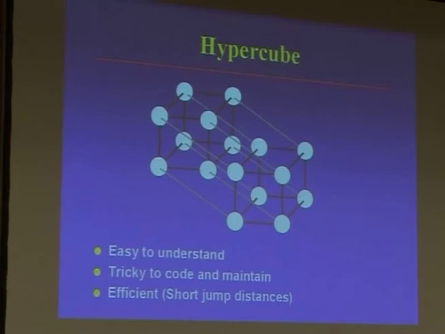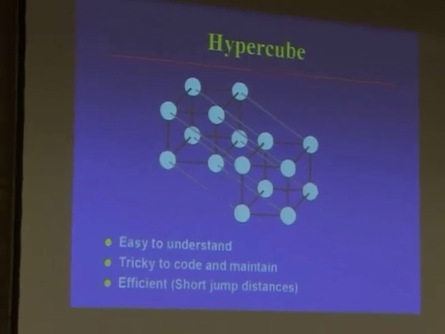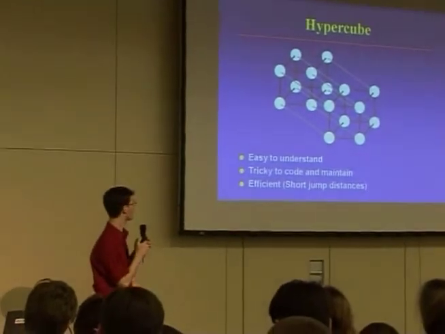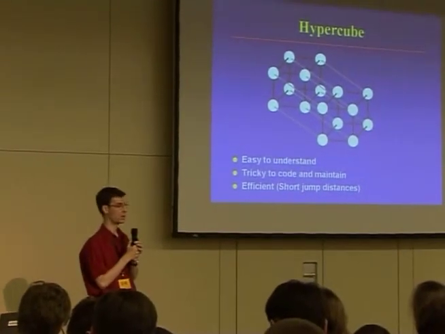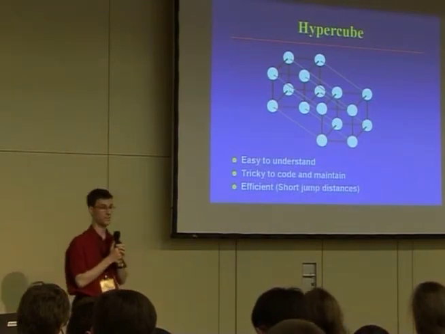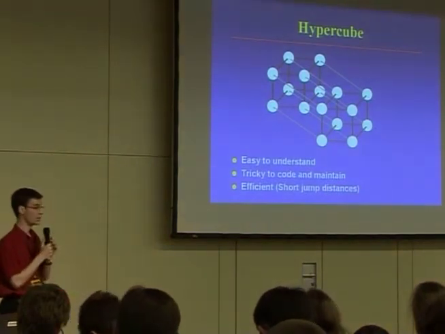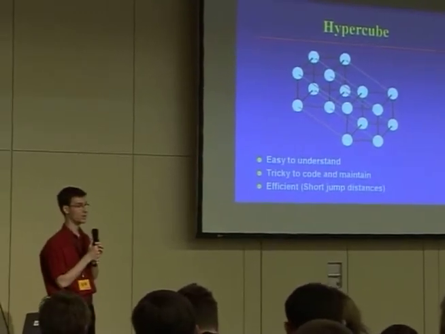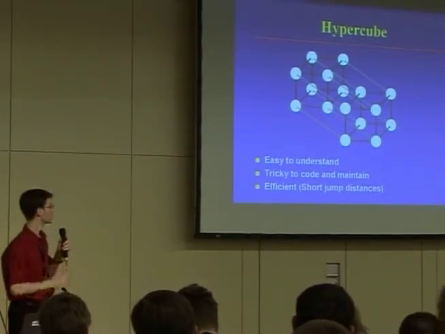But it has the same problem with lots of code. It's tricky to code, and it's tricky for the network to maintain the order. It means when nodes disappear, you have to fill in the holes and stuff like that. So it's lots of messaging and lots of code, but easy to understand. And it's nice, it's short distances. There's no real corners. There's no node that is very far away. So messaging is quick.